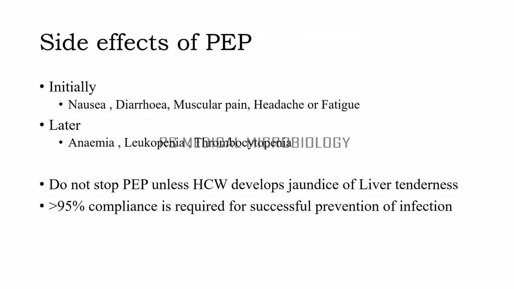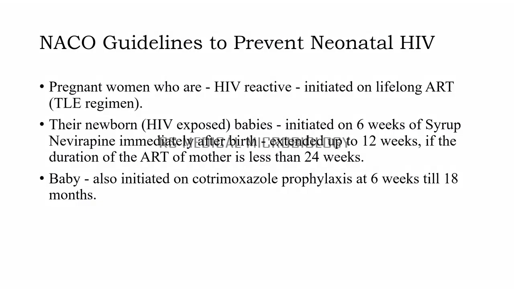Side effects, initially, can be nausea, diarrhea, muscular pain, headache, and fatigue. Later on, the person can develop anemia, leukopenia, thrombocytopenia, and unless there is jaundice and liver tenderness, please do not stop post-exposure prophylaxis. More than 95% compliance is required for very good prevention of the infection.